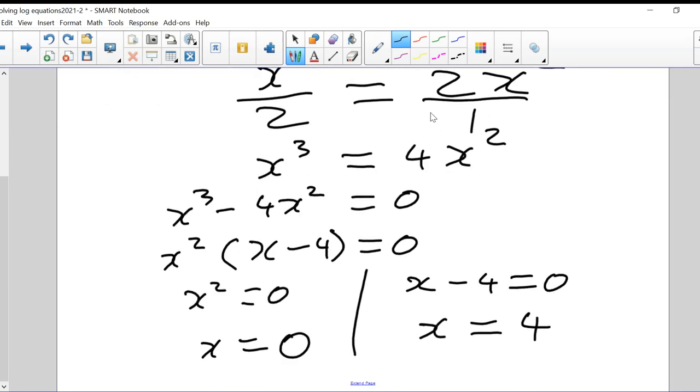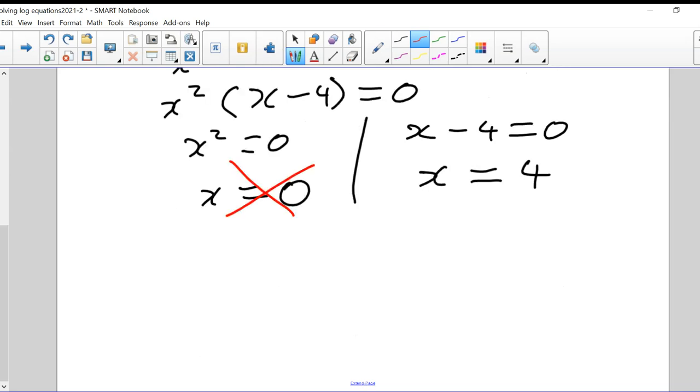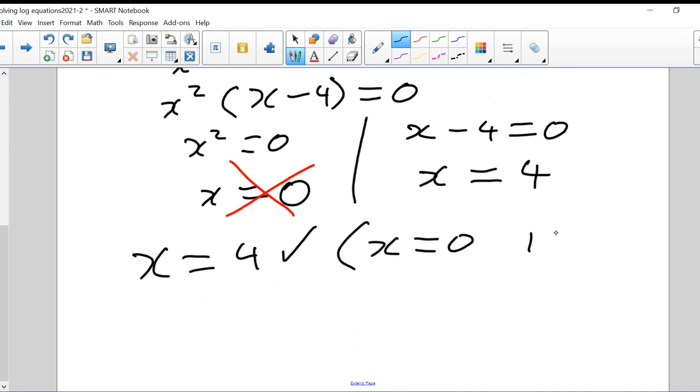So guess what? I'm going to have to scratch this answer. But I can still accept this answer. So x equals 4 is good. But in brackets, I might want to write that x equals 0 is extraneous. If the question said to state any extraneous answers, this would be the extraneous answer. No can do. Looks good on paper, not so much when you try it out in the original function.